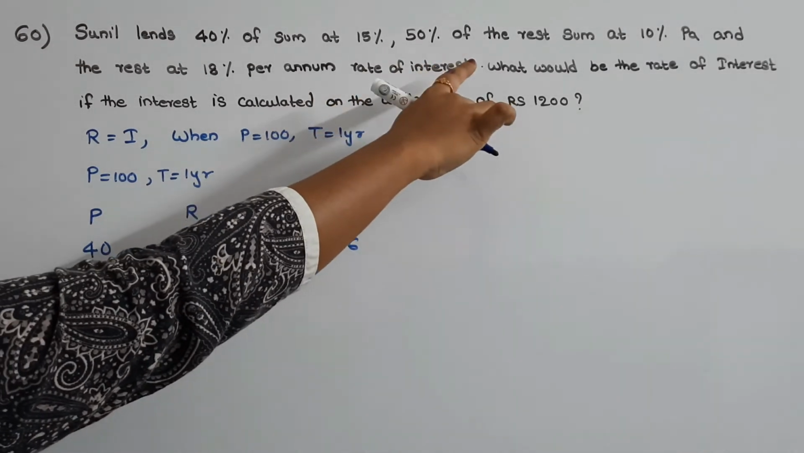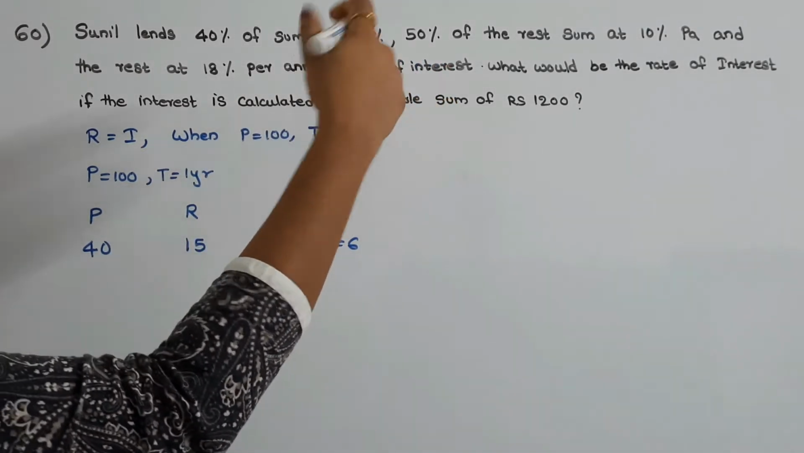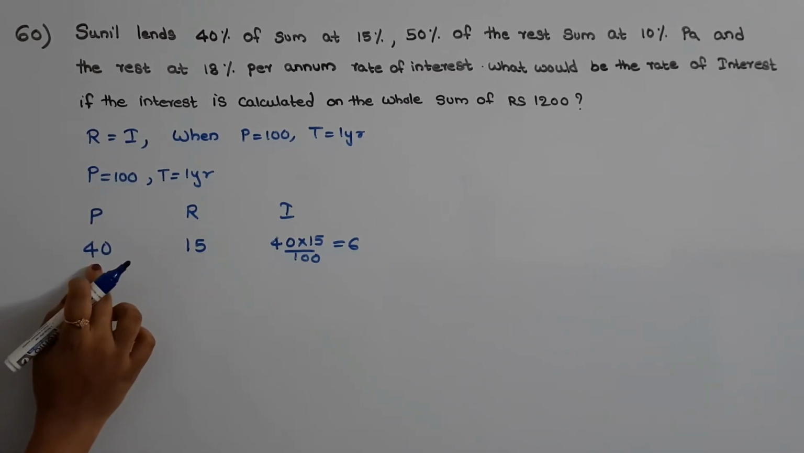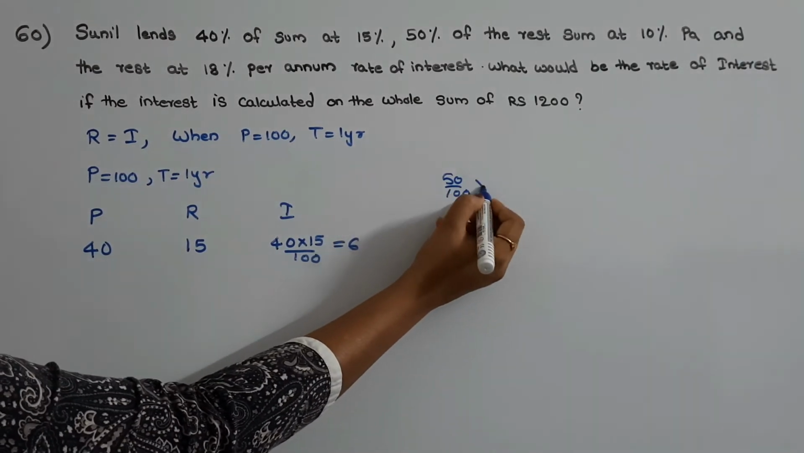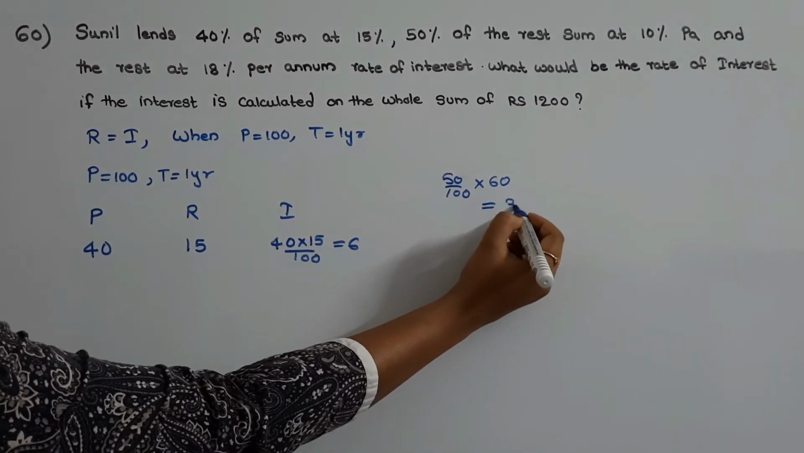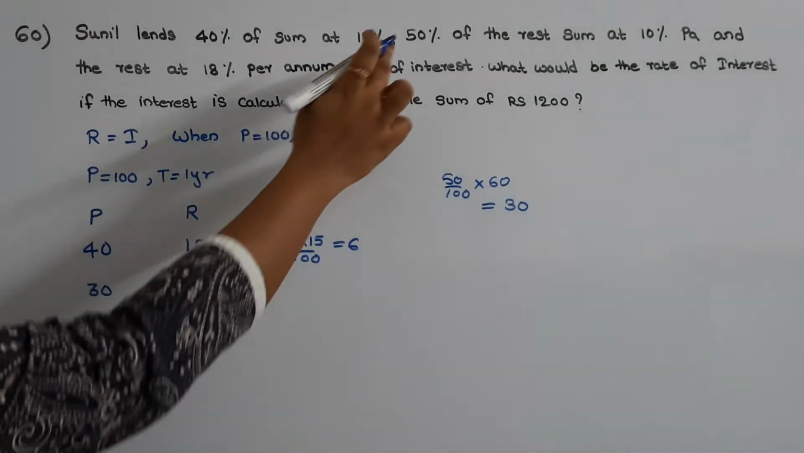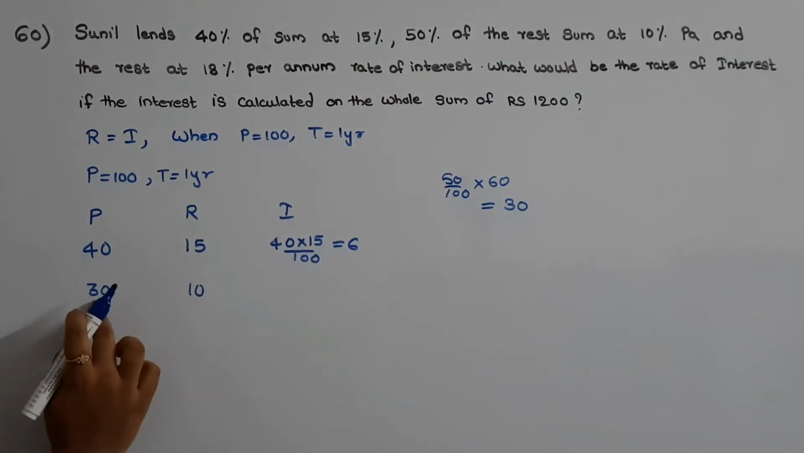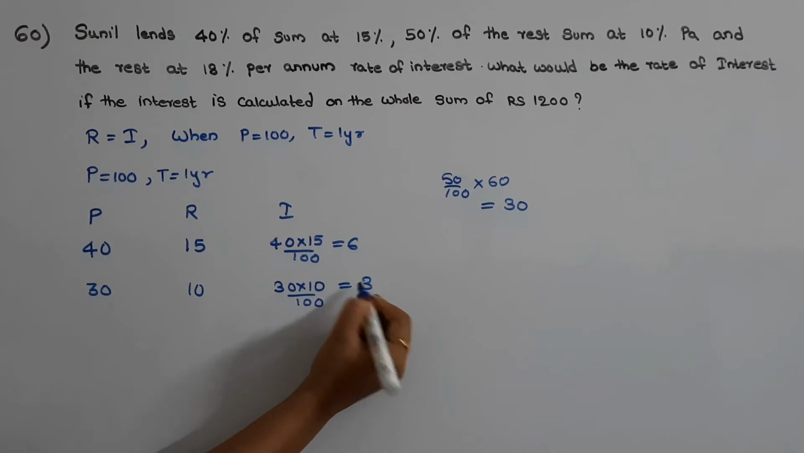Now they are telling 50% of the rest sum at 10% per annum. So what is the 50% of the remaining sum? The remaining sum will be 100 minus 40. That is 60. So 50% of 60 is 50% of the remaining. Remaining is 100 minus 40, that is 60, will be equal to 30. Okay. So when the principal is 30, what is the rate of interest? That rate of interest is given as 10. Then what will be the interest value? Interest will be equal to 30 into 10 divided by 100. That will be equal to 3.